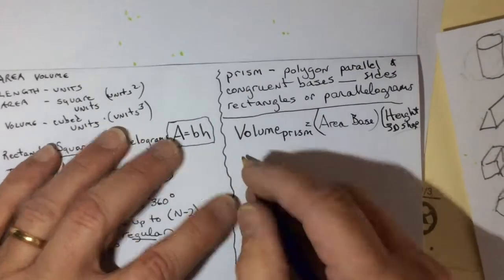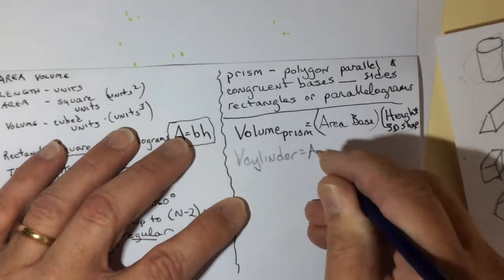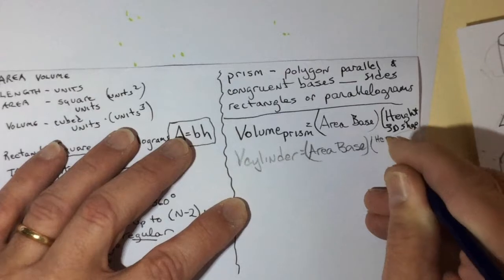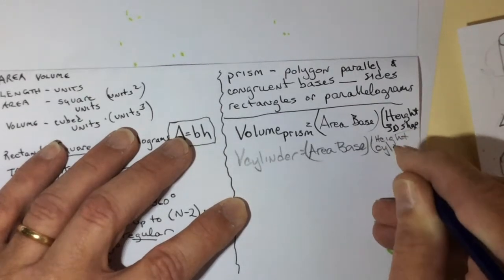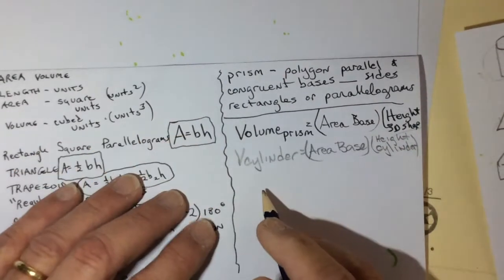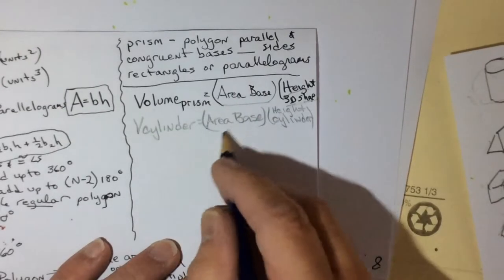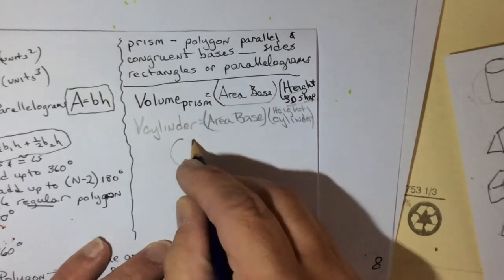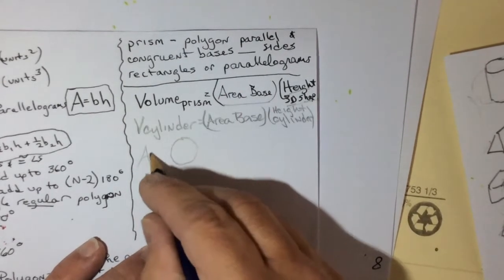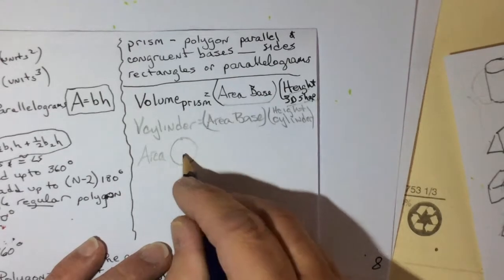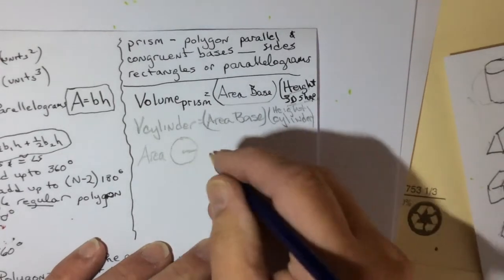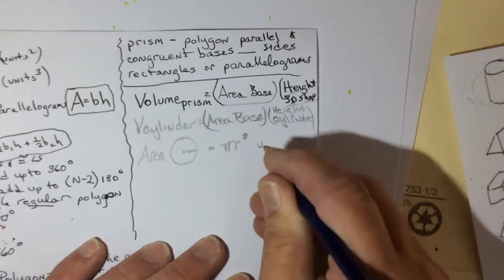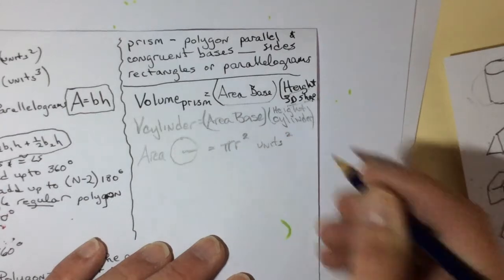The volume of a cylinder is equal to the area of the base times the height of the cylinder. And since we're dealing with circles now suddenly, it's important to point out that the area of a circle, where this is the radius here, is equal to pi r squared units squared.